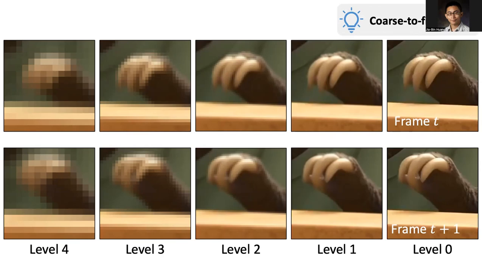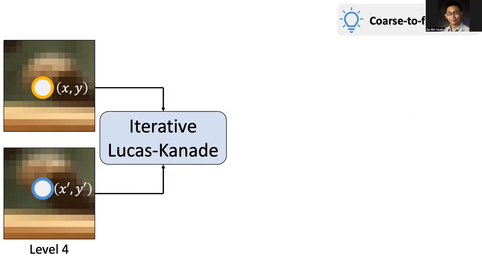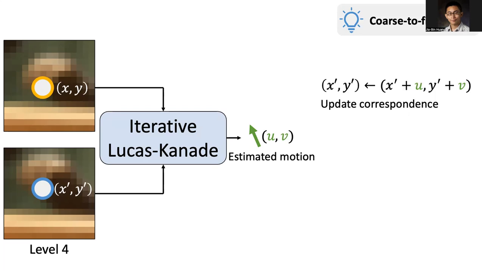So what you do is the following. It's very simple. You start from the lowest resolution. Now you want to estimate, from x, y, the corresponding location x plane, y plane. Initially you don't know what that is, so you assume that x plane, y plane is the same as x, y. You run this iterative Lucas-Kanade algorithm multiple times, you get the estimated motion u, v, and now you can update the correspondence, that this x, y is this guy.